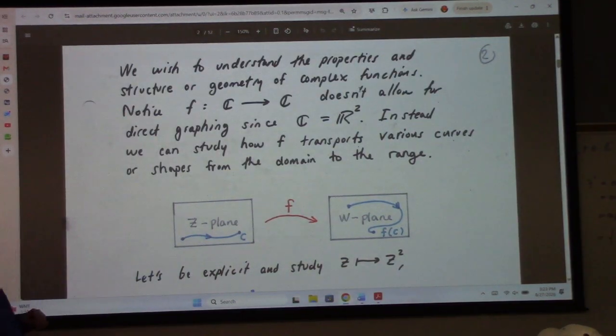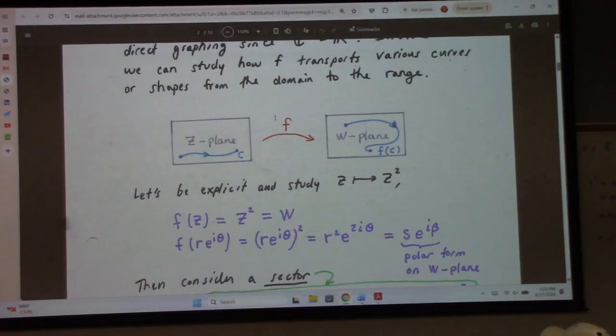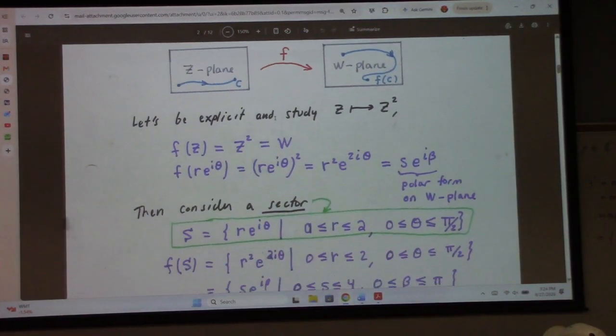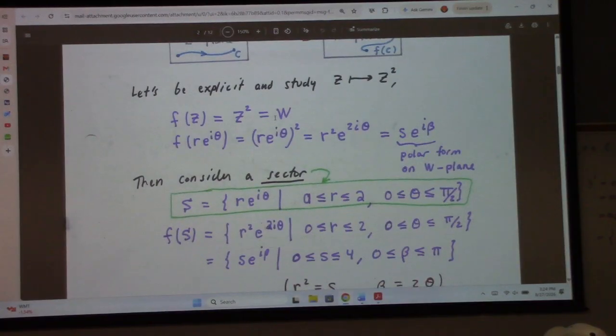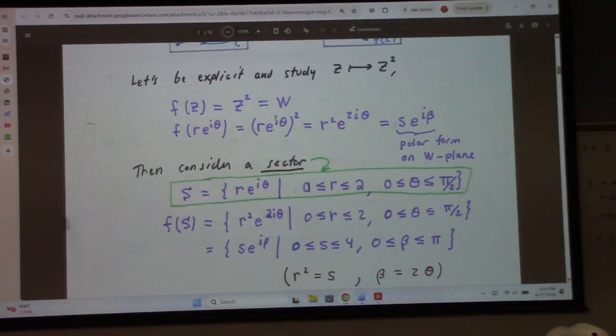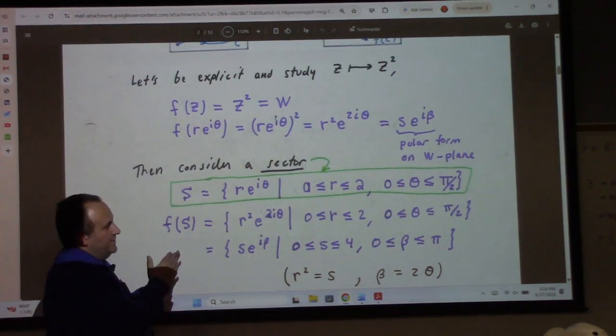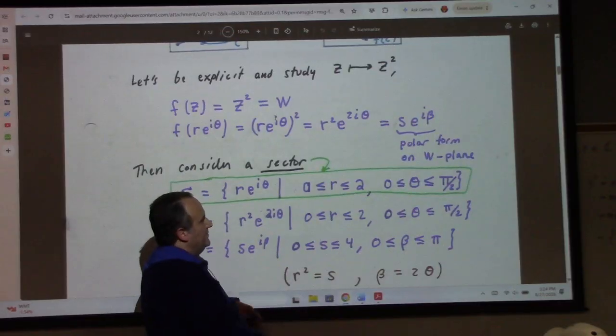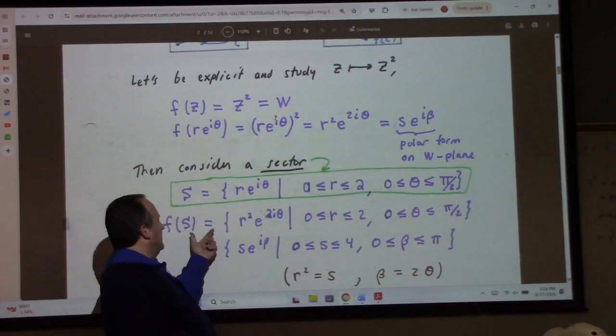This is a way to visualize the complex function. You could say, hey, which curves do you look at? You looked at lines. Could you also look at circles? Yeah, we could. We could even look at a sector, for example. For a sector, we would allow the radius to range, say from 0 to 2, and I just looked at the polar angle ranging from 0 to pi over 2 in the z-plane, and then see what happens to that.